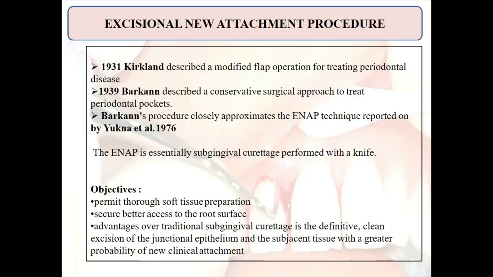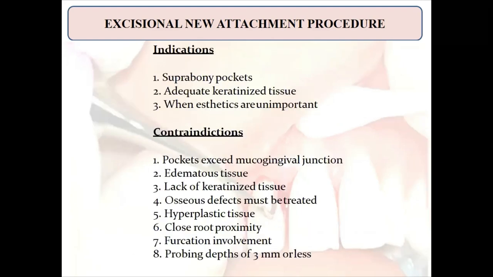Talking about the historical aspect of the excisional new attachment procedure, it was first given by Kirkland in 1931, who described it as a modified flap operation for treating periodontal diseases. And it was Beube in 1939 who described it as a conservative surgical approach to treat periodontal pockets. This procedure was closely approximated with the ENAP procedure, which was reported by Yukna in 1976.